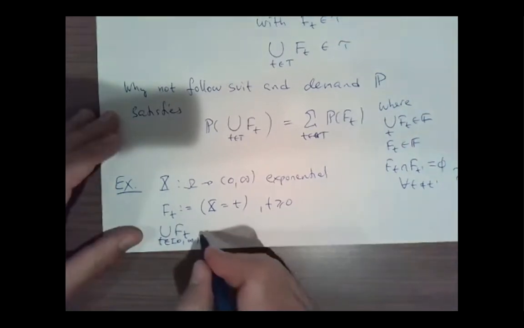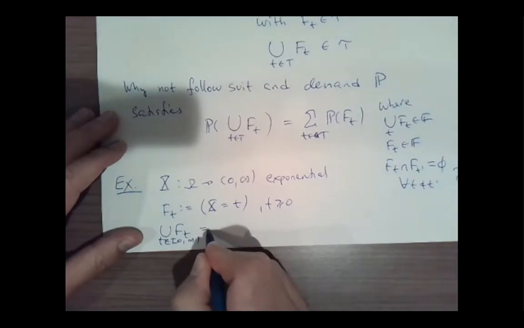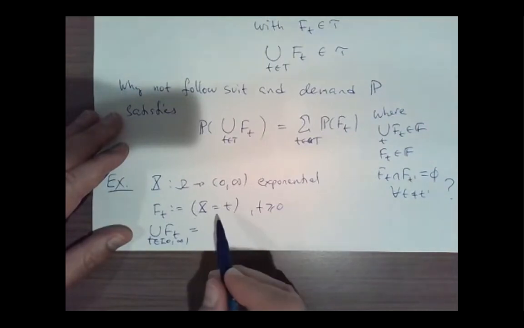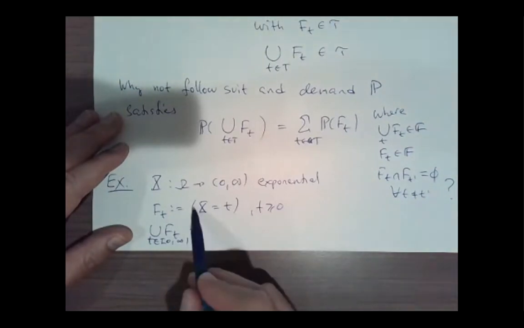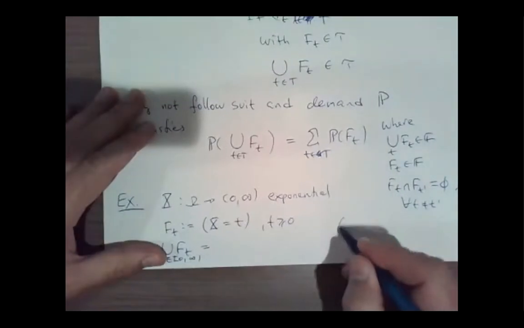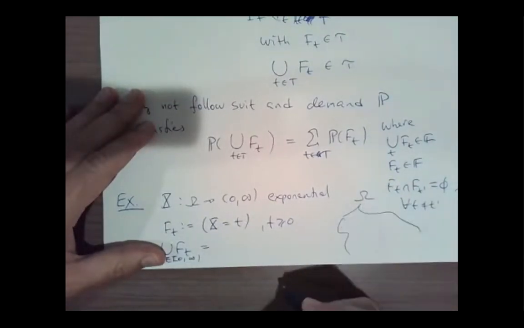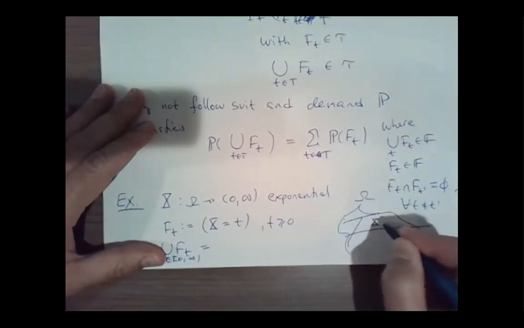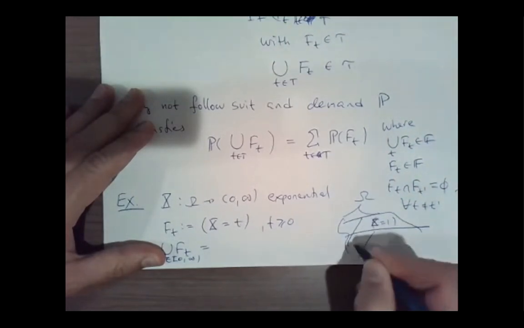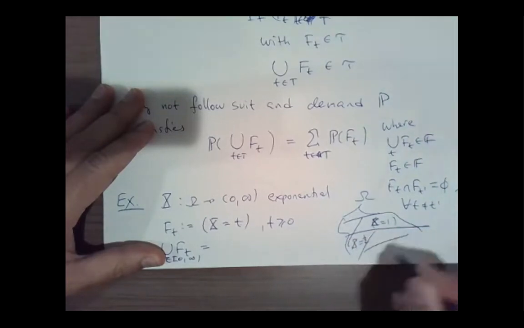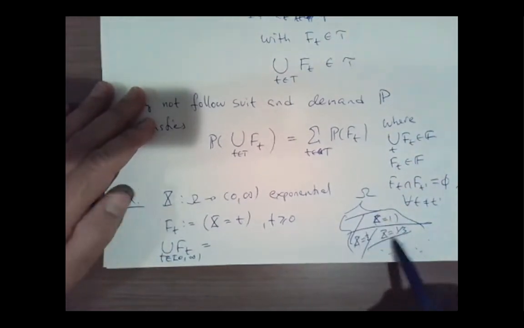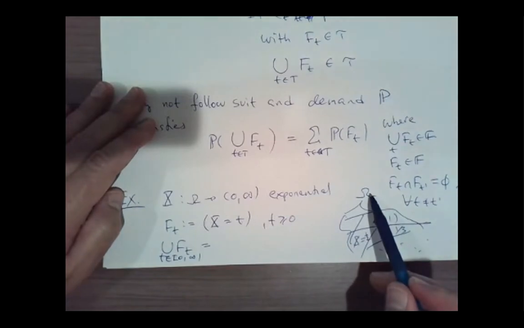The union of all the F_t is going to be everything, right? There's no probability here. What I'm doing is looking at this as my omega and slicing it in bits and pieces. This here is where x is equal to 1. This here is where x is equal to a half. This here is where x is equal to, I don't know, a third, and so on. So when I take the union of all possible values of t, I'm going to get omega.